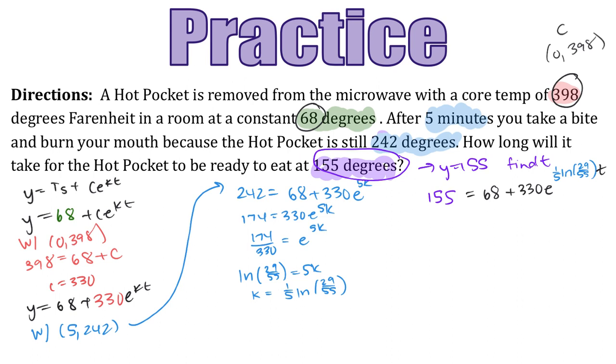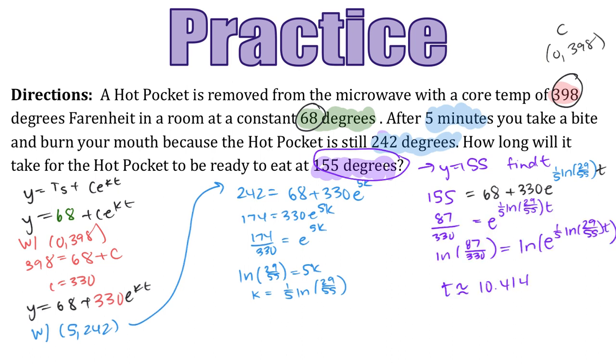You can either use a calculator to find the decimal answer, or you can leave your answer in terms of natural log. And here is the solution. And then we would write our final answer in a sentence. It will take approximately 10.414 minutes for the hot pocket to reach 155 degrees Fahrenheit. Let's do one more example.